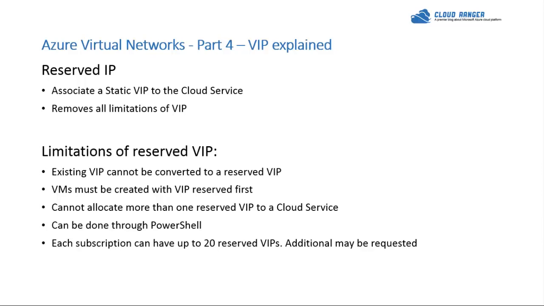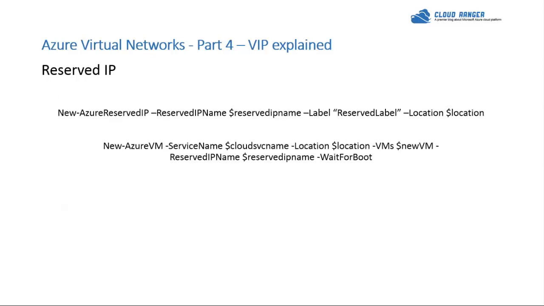The next limitation of reserved VIP is that every subscription can have up to 20 reserved VIPs. It might work for most people. Once again, different organizations have different requirements, so they might require one subscription to have more than 20. All you have to do is call up Azure support. It's free to get more than 20. You can just ask them. They'll probably just ask for an explanation why you need more IP addresses, and that will be it.